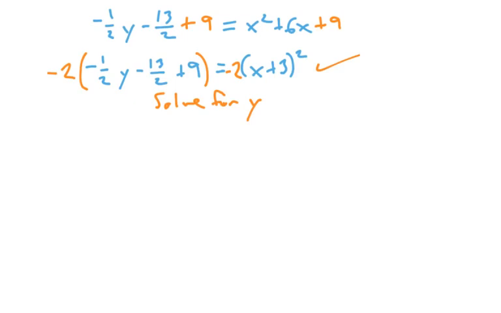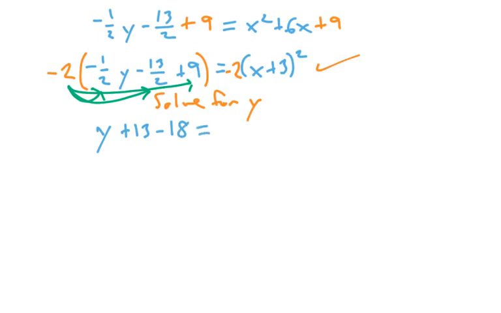By the distributive law, multiply the -2 across. -2 times -1/2 is a positive 1y. -2 times -13 halves, the 2's would divide out, and a negative times a negative is a positive. That's a plus 13. You can kind of see why it wasn't necessary to find a common denominator here. We're going to get rid of the fractions anyway. -2 times positive 9 is -18. Be really easy to combine those terms.